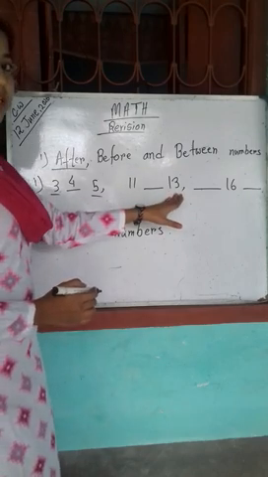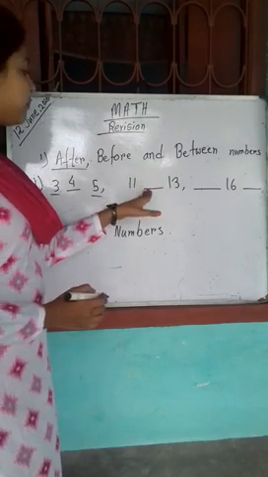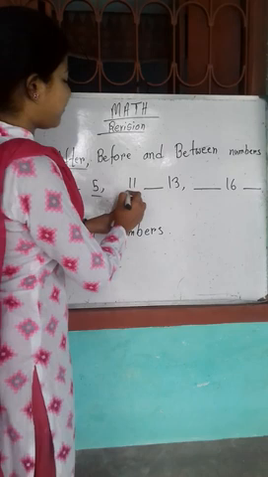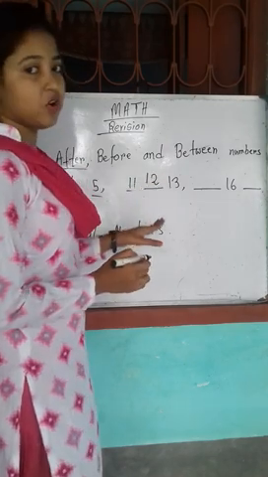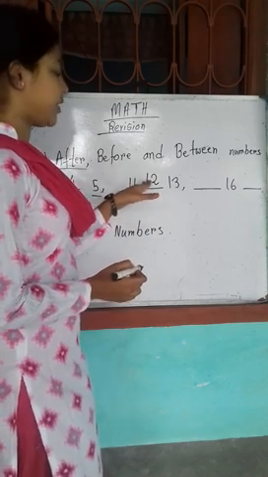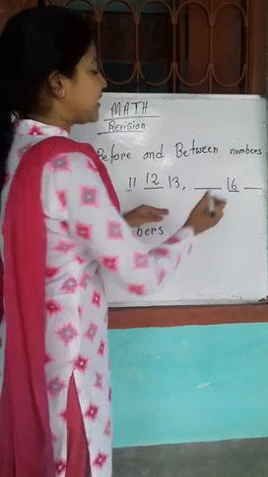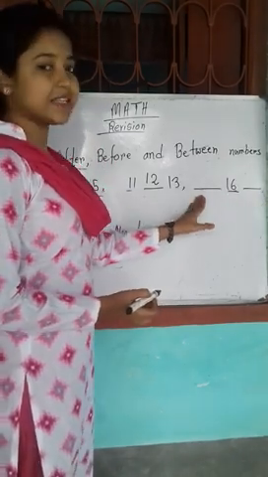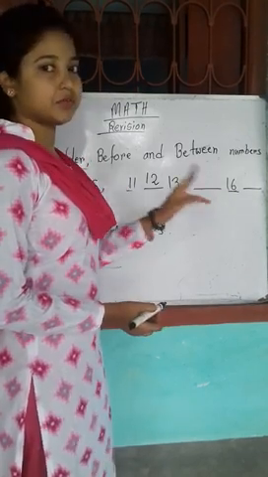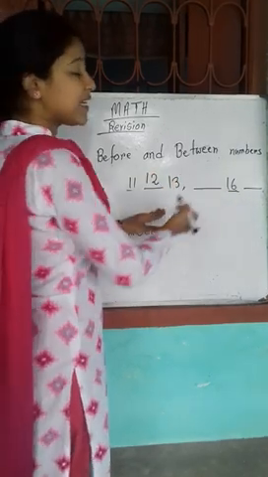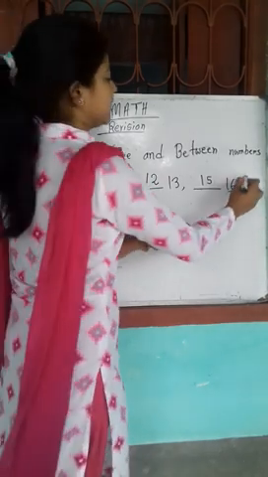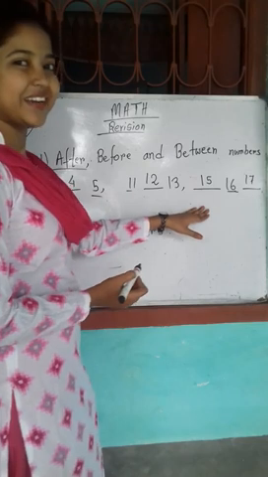Now 11 and 13. Which number will come in between? Which number can fill this blank? After 11 we can write 12, or before 13 also there is 12. So in between 11 and 13 there will be 12. Here I have written 16, and before 16 there is a gap, and after 16 there is a gap. Which numbers could fill these two gaps? There will be two numbers, of course. Before 16 there is 15, and after 16 there is 17. So it's completed, right?